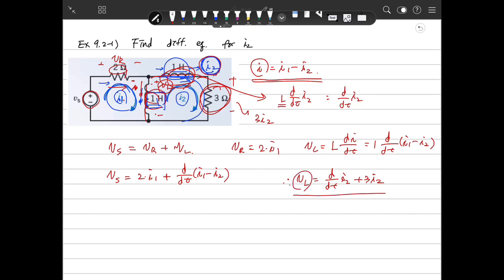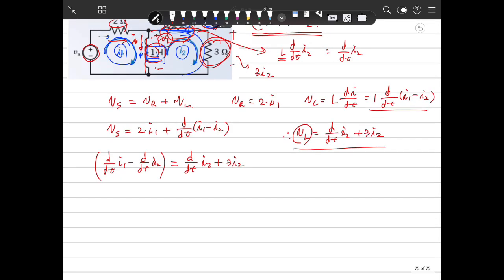So we make one more equation here. The VL is that variable, d/dt I1 minus d/dt I2 will be the same as dI2/dt plus 3I2. So we can simplify here. dI1/dt will be 2 dI2/dt plus 3I2. So we have two differential equations, that one and that one.